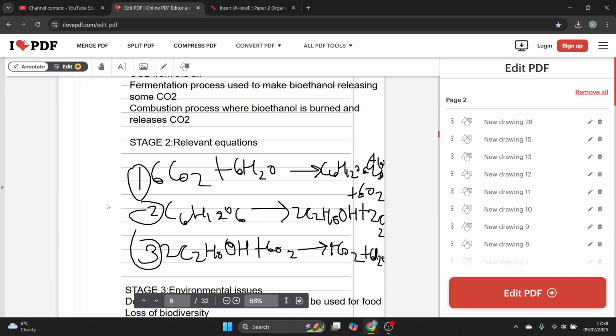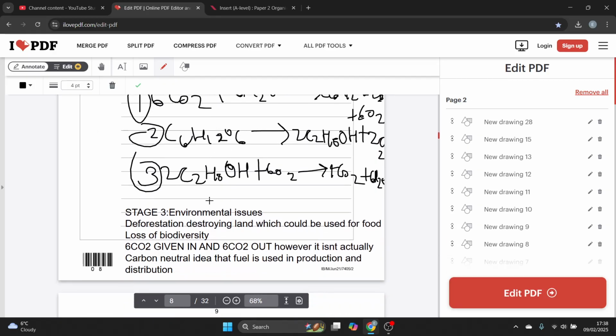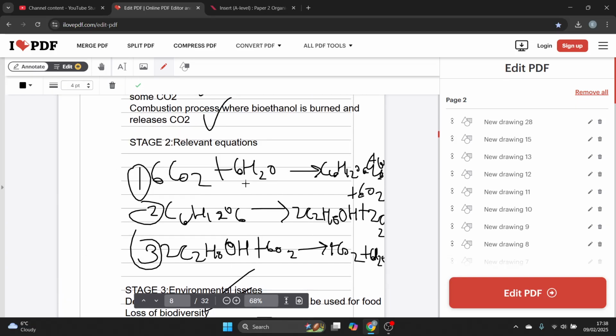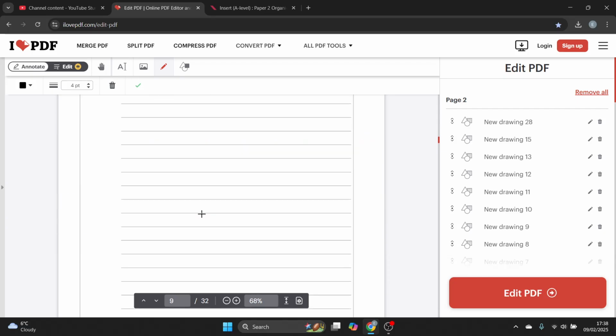There you go. Stage 1, photosynthesis, a process where plants take CO2 from the air. Fermentation, used to make bioethanol, releasing some CO2. Combustion, where bioethanol is burned, releases CO2. The relevant equations. Environmental issues: deforestation, destroying land which could be used for food, loss of biodiversity, 6 CO2 given in and 6 CO2 given out. That's really important. It shows that you are using the relevant equations, you're not just copy and pasting them, you're saying how environmental issues matter as well. And you're saying therefore it's viewed as carbon neutral. However, it isn't actually carbon neutral as fuel is used in production and distribution.